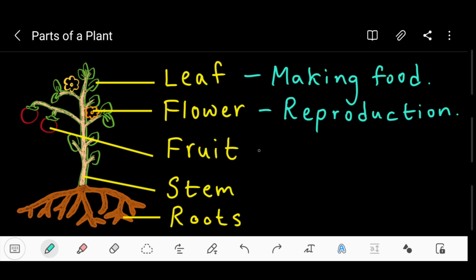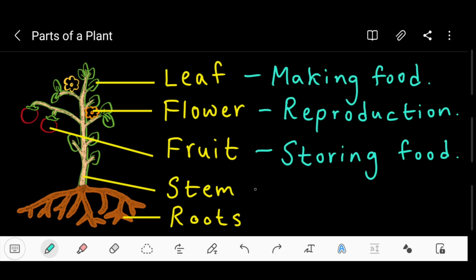Next, we come to the fruit. The fruit is in charge of storing the food. So, as the leaf makes the food, it transports that food to the fruits to store it in them for later use. These fruits also contain the seeds, which actually play a major role in bringing life to a new plant.